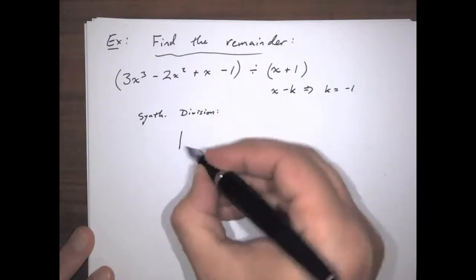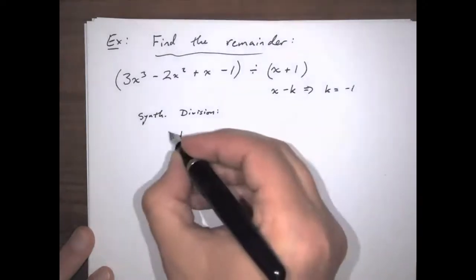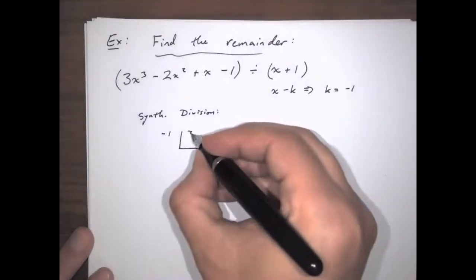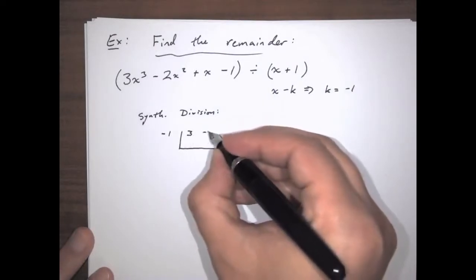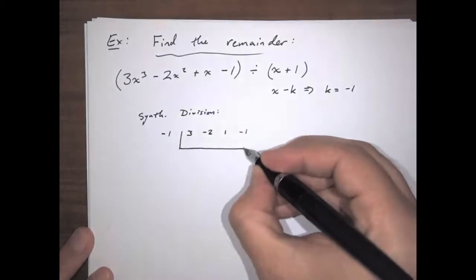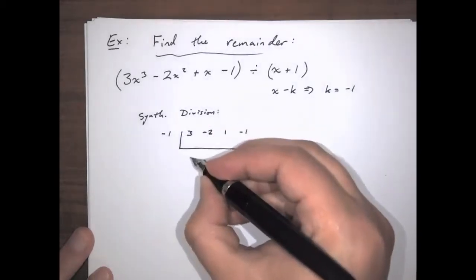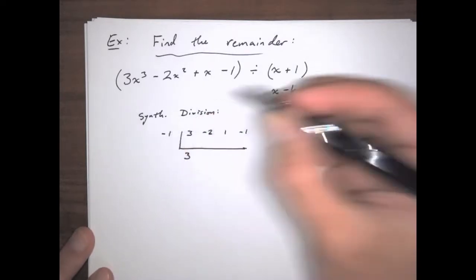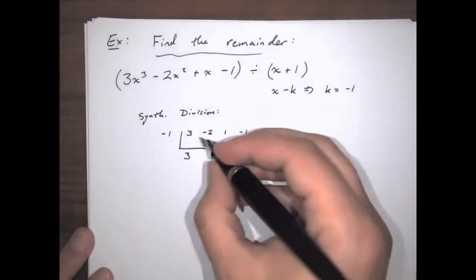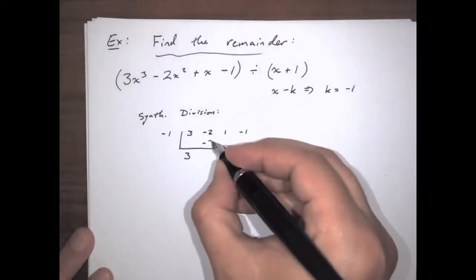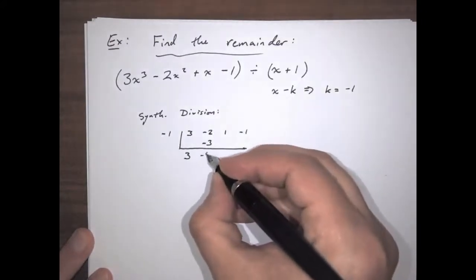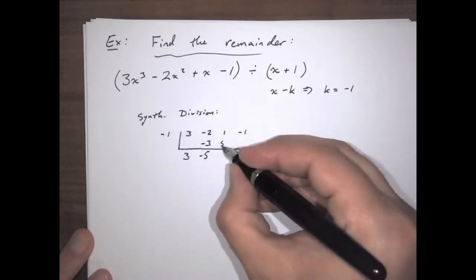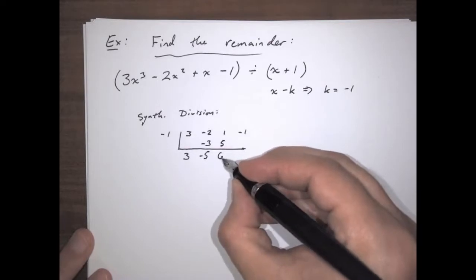what that's going to look like is we will now put that number, the k, up here, minus 1, and then here go the coefficients, 3, negative 2, 1, negative 1. Now the first coefficient of the quotient just comes straight on down and it's just a 3. And now we just do 3 times the negative 1 in order to produce what goes over here. So it's going to be negative 3. Then we just add those and we get a negative 5. Then we just multiply this times that, and that's what goes over here, so it's going to be a 5. Then we add those and we get a 6.